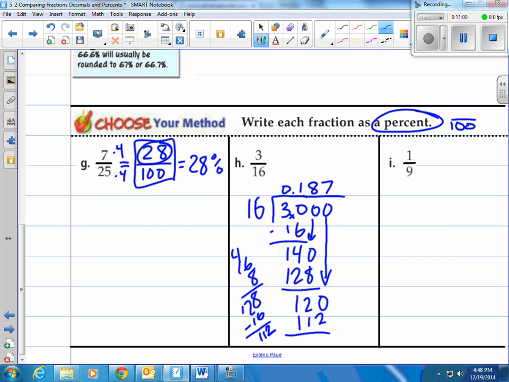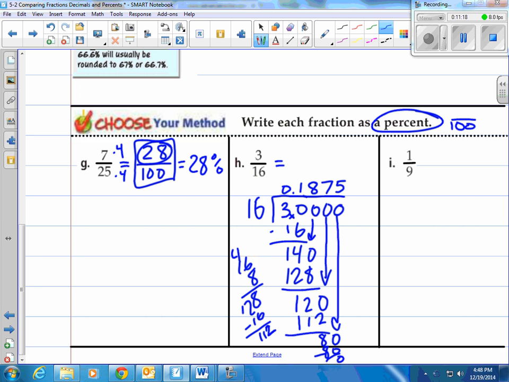Okay. And now we've got ourselves 8. Bring down another 0. And I know that 16 goes into 80 5 times exactly. So that's going to be nice. We're going to run out of space there too. So it's 0.1875. That took a little bit of time. You can use your calculator though.